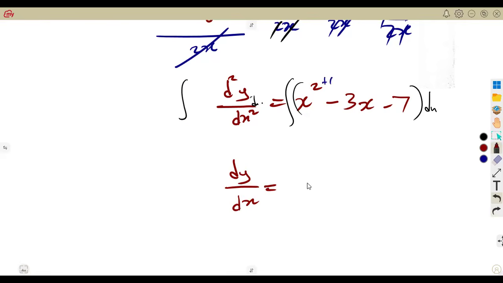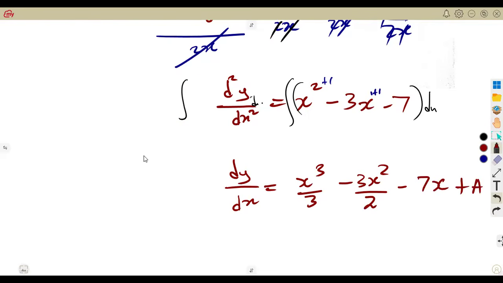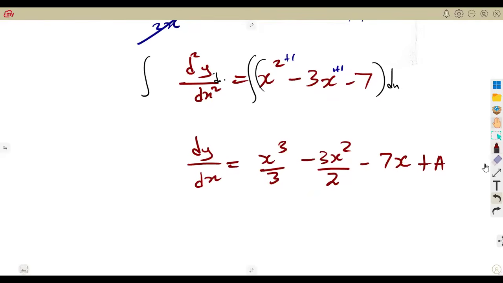You add 1 to the exponent: to the exponent of 1, you add 1, which is 2. So that's minus 3x squared over 2. The minus 7 will give us minus 7x plus the constant of integration. We call it a, because we need to integrate again. So we have that as a, b, c, and so on. Integrating this with respect to x again will give us the value of y from dy/dx. Now it will be y.